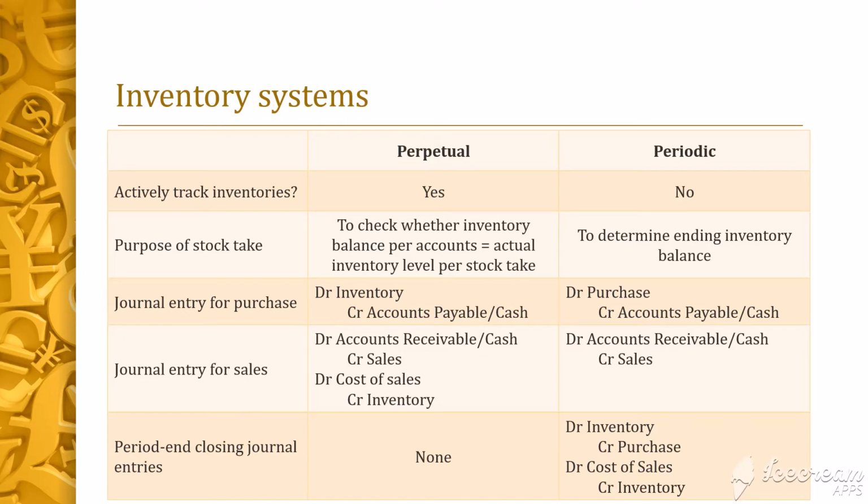The perpetual system is more commonly used now due to better technology to help track and record inventory movement on the go. However, I personally prefer the periodic inventory system because it is simpler and more cost-effective to use. Both inventory systems have their pros and cons, so the entity ought to weigh the costs and benefits of each inventory system before deciding which inventory system it wants to adopt.